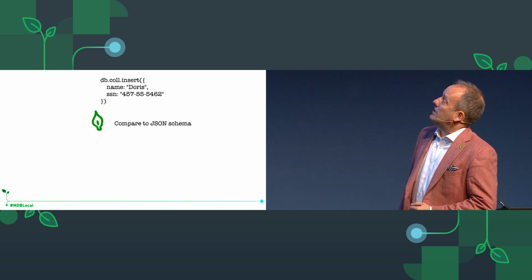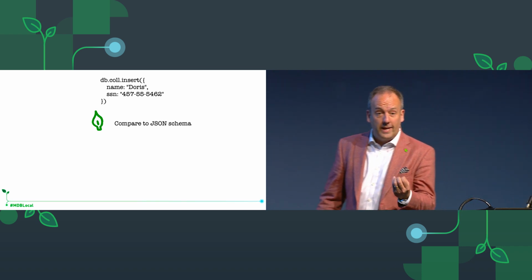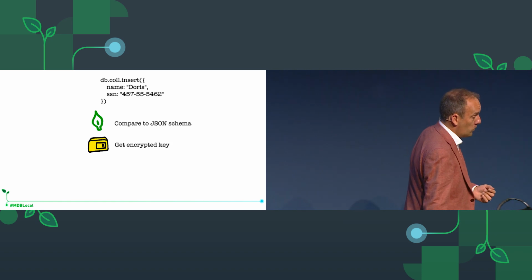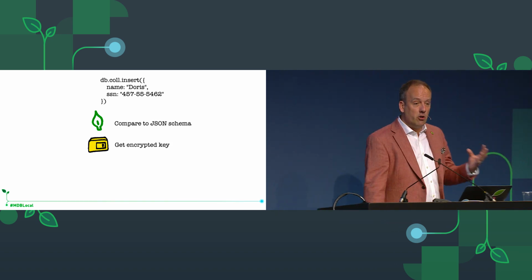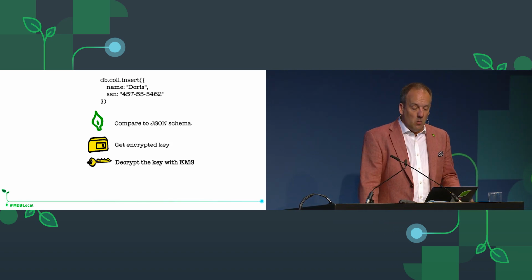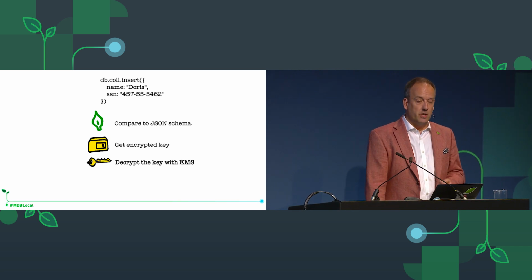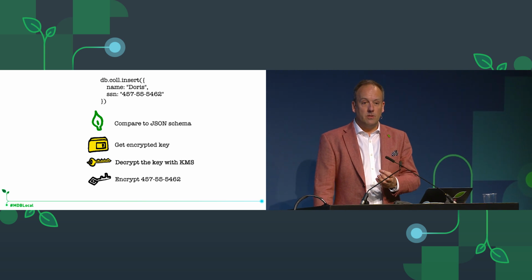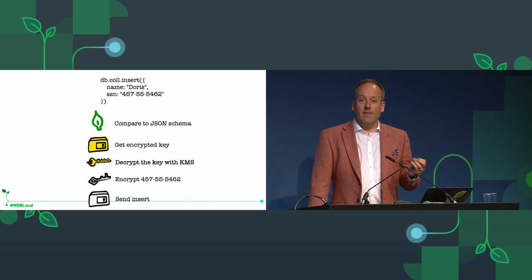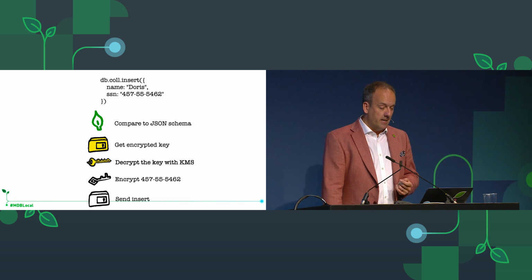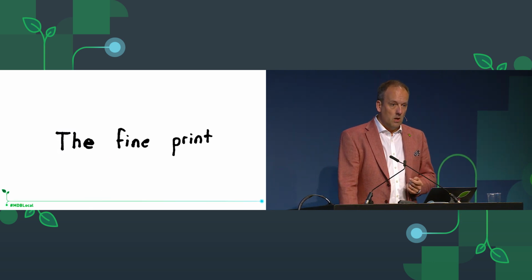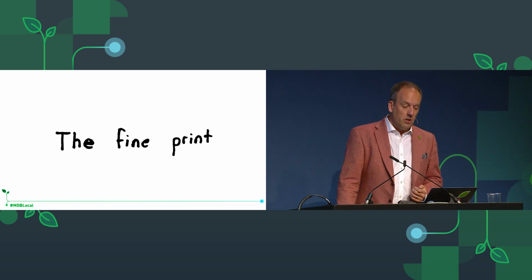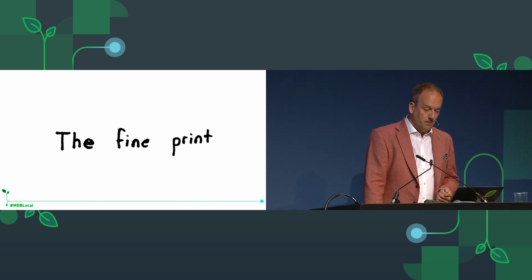But anyway, first of all, the client, the driver, will have to validate against the schema. We're then going to have to get the encrypted key. We're then going to use the KMS service to decrypt that key, and then use that key to encrypt the field, and then send that to the MongoDB database. All make sense so far? Cool. Okay, let's go a little bit into the fine print now.